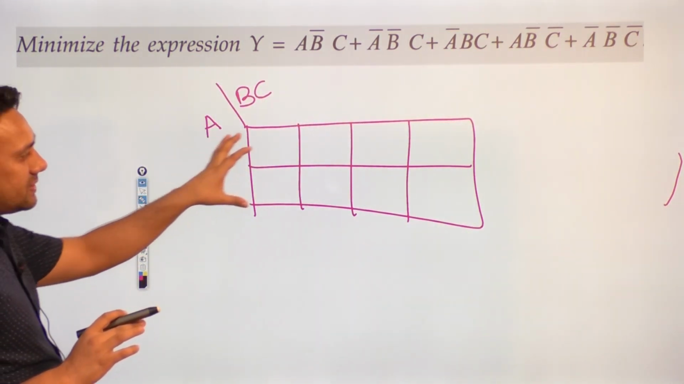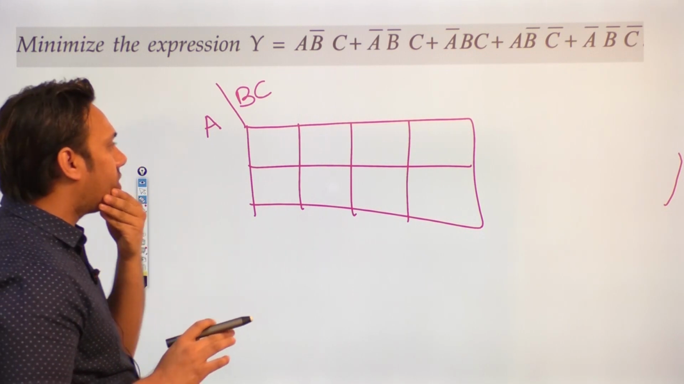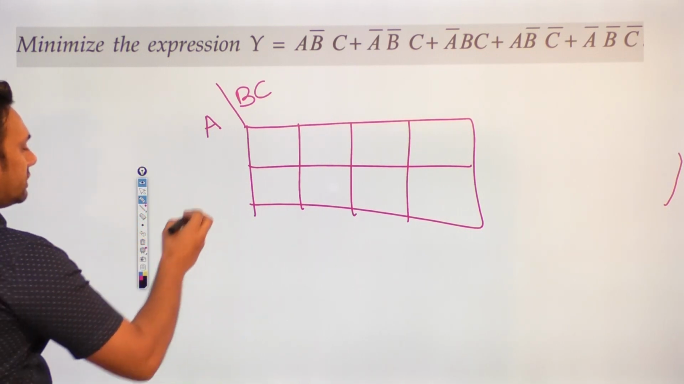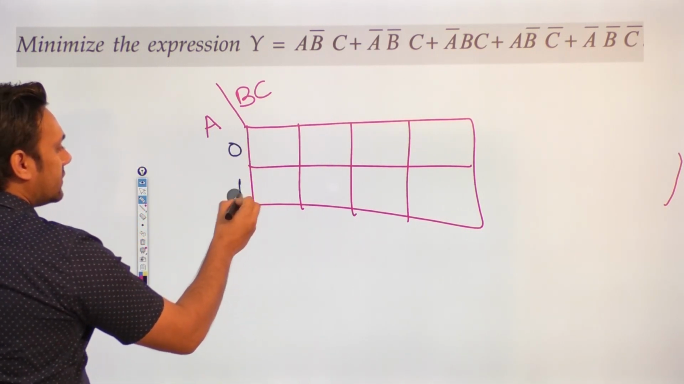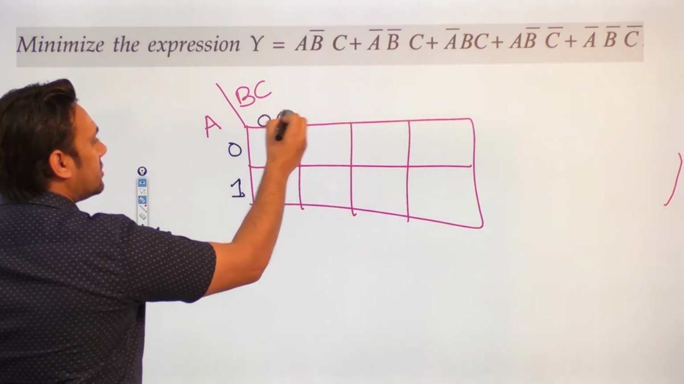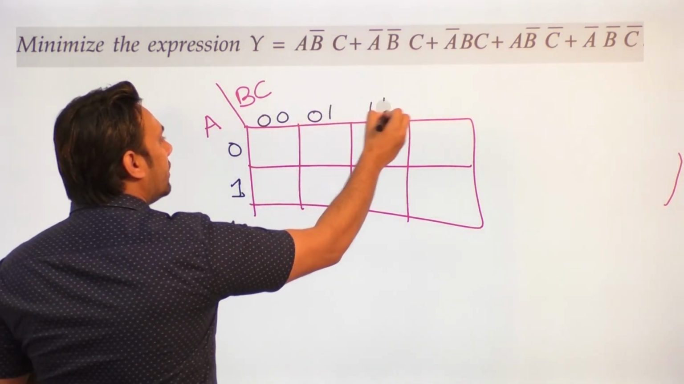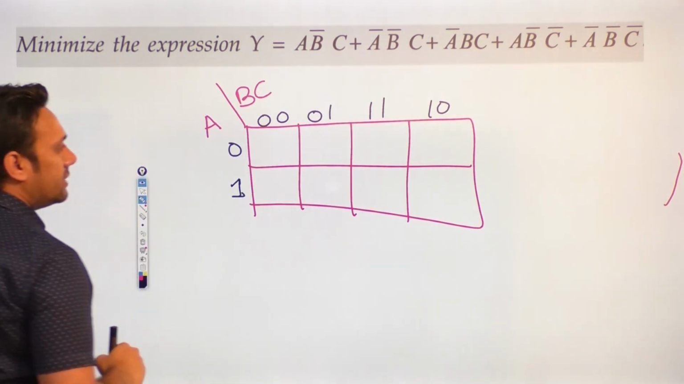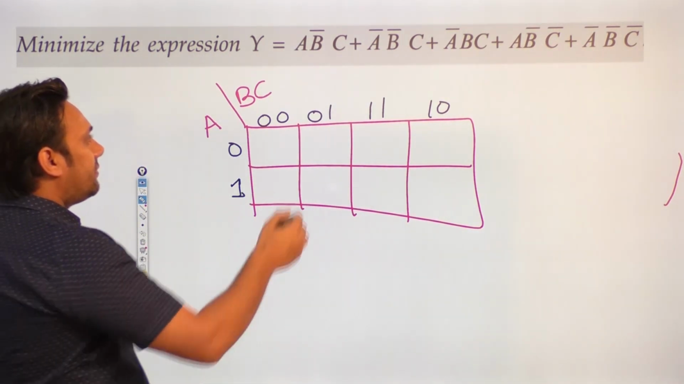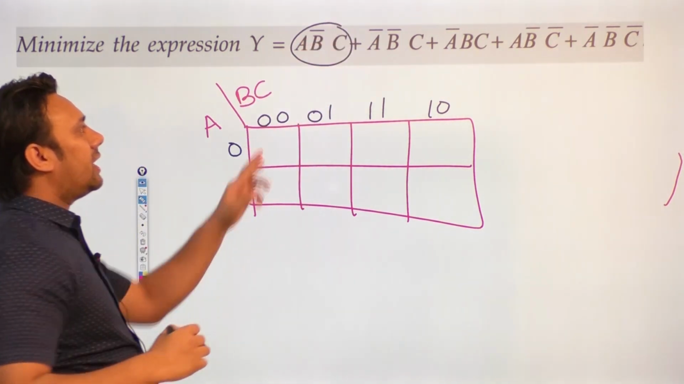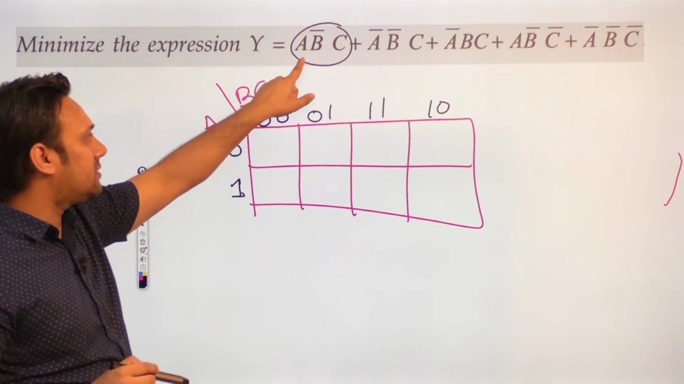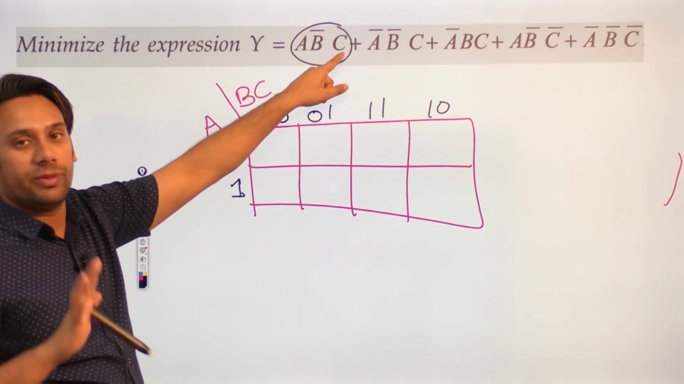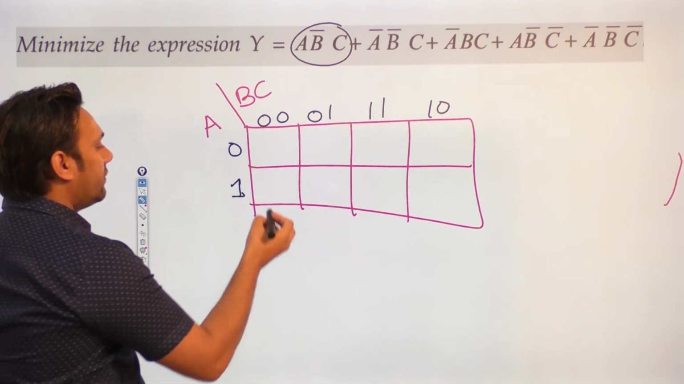Okay, now this is representing a 3 variable K-map. So this location is representing 0, this is representing 1, and this is 00, 01, 11, 10. Now the first value here is A B complement C. That means 1 0 1. 1 0 1 means 5.